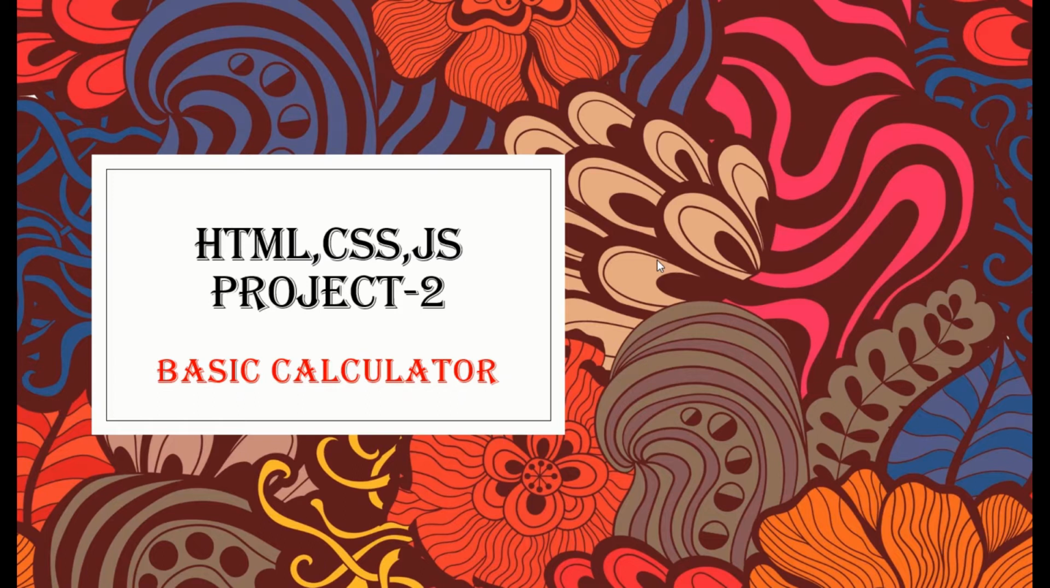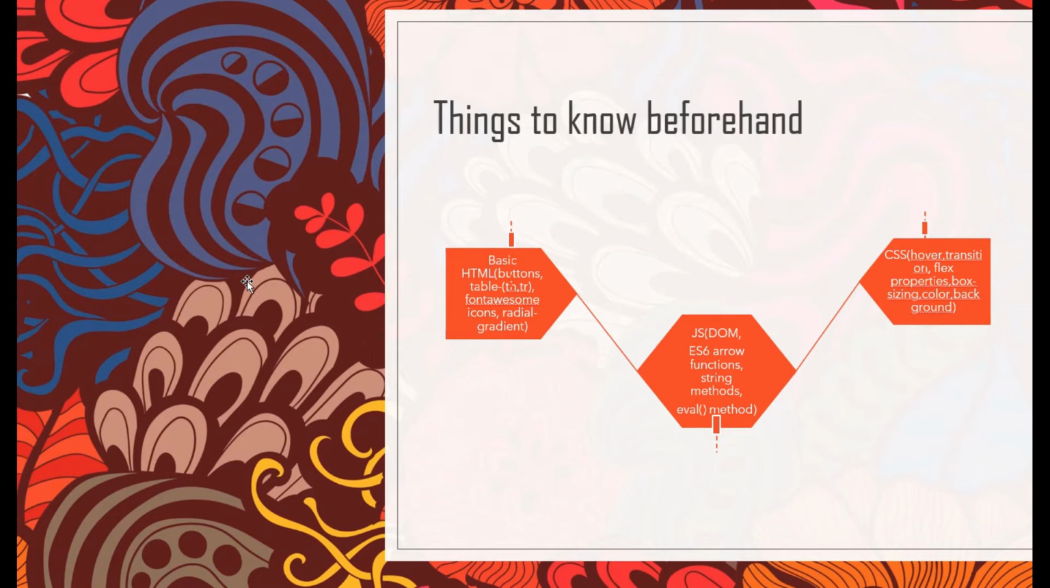The things which we need to know before doing this project are basic HTML, like we need to know about the buttons. How do we write down our buttons? How do we use our table? I'm gonna use a table for this particular project. So we need to know how we include rows, columns, and the heading, everything in a table.